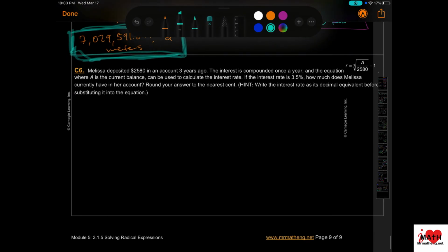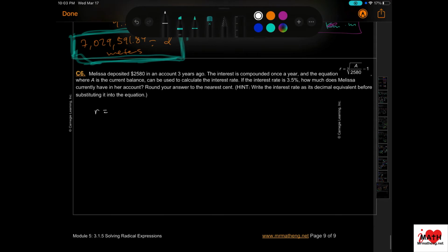And C6. Melissa deposited $2,580 in an account 3 years ago. The interest rate is compounded once a year, and the equation is, let's write this down, R equals cube root of A over 2580, and that minus 1 is on the outside, where A is the current balance. Can be used to calculate, are we missing something there?